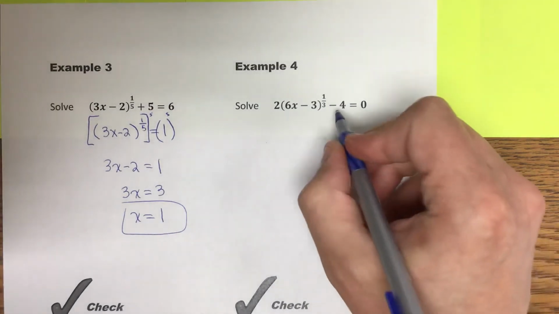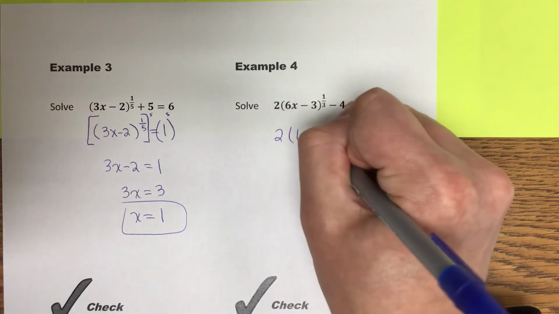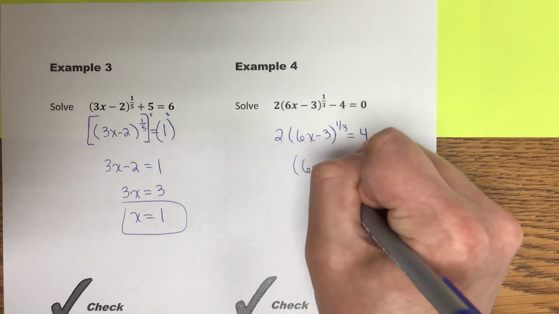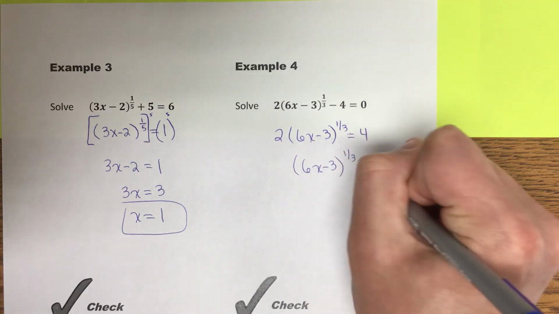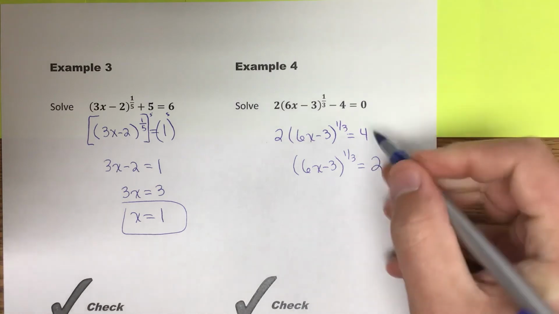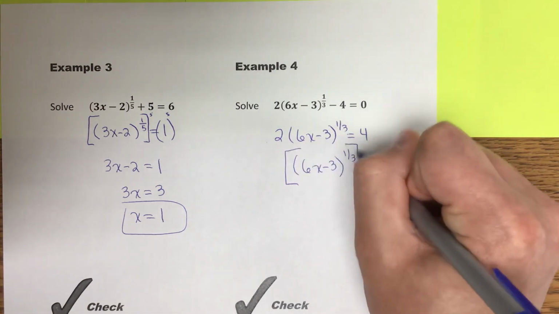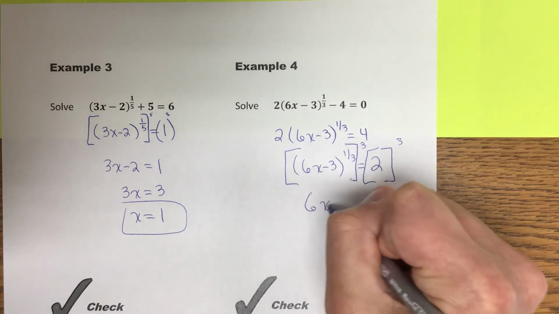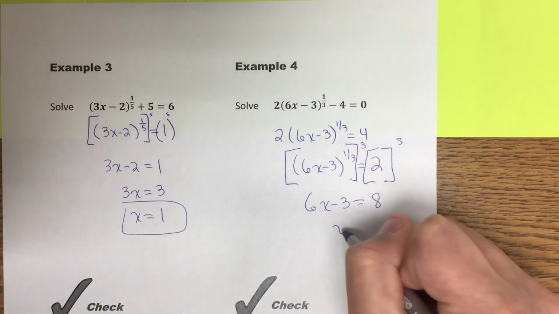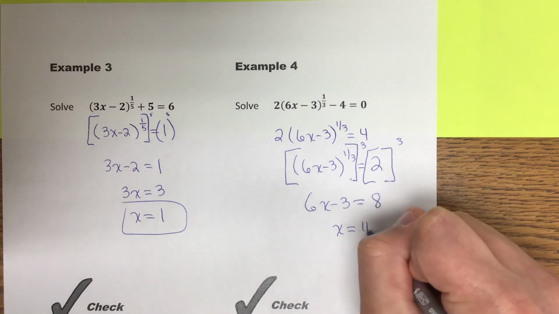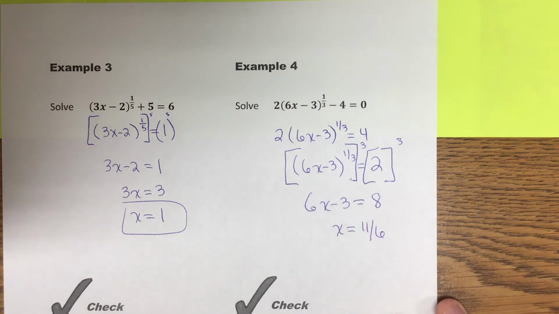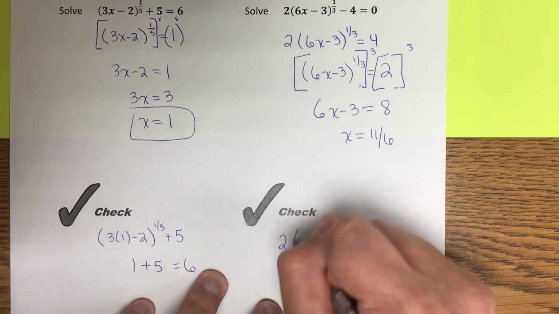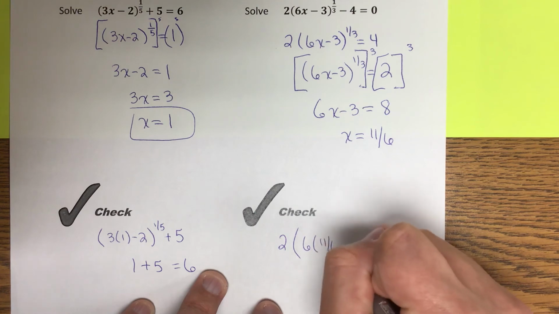So for the last one here, you want to add the 4 first. And then divide by 2. And then cube both sides. That's the reciprocal. So that's 6x minus 3 is equal to 8. Solve for x. So this is a fraction. That is 11/6.